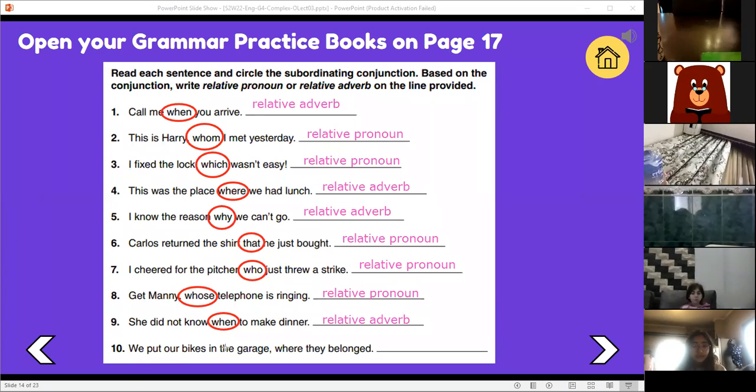We put our bikes in the garage where they belong. We circle where. Bravo.